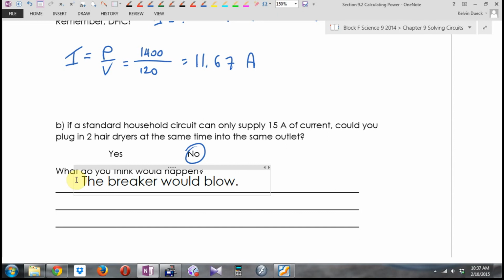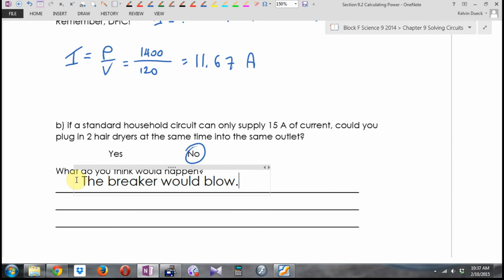And then you'd have to go find the circuit box and reset the breaker, but you would not be able to plug in the second blow dryer again. If you think, oh, I'll plug it in again, it's going to trip every time. It's not like somehow it'll work next time. It's a safety measure so that we don't burn houses down.